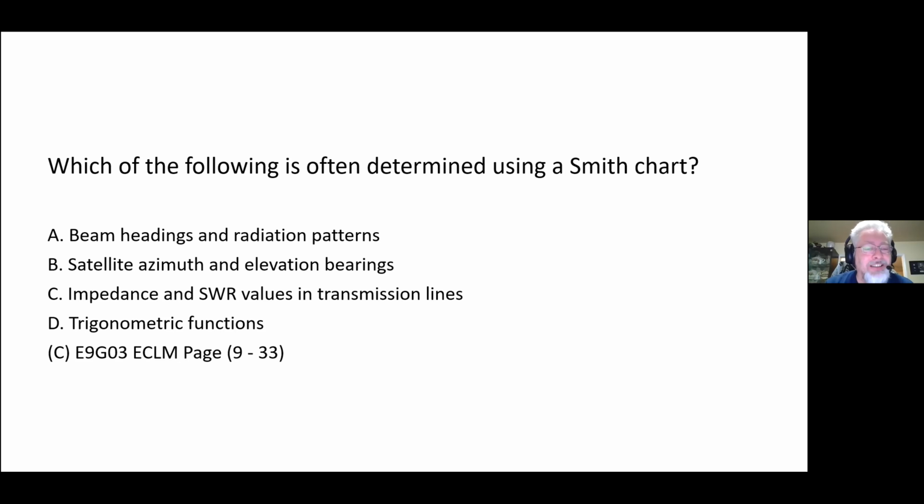I love some of these. The satellite azimuth and elevation. Yeah, we'll use that Smith chart.